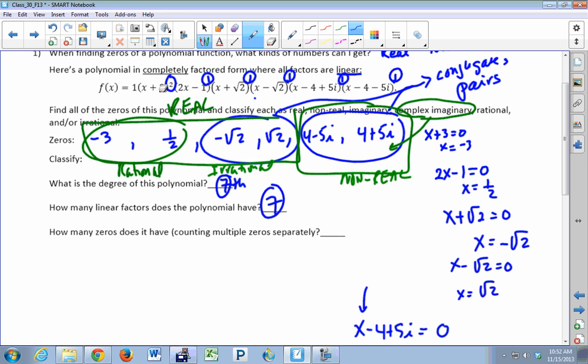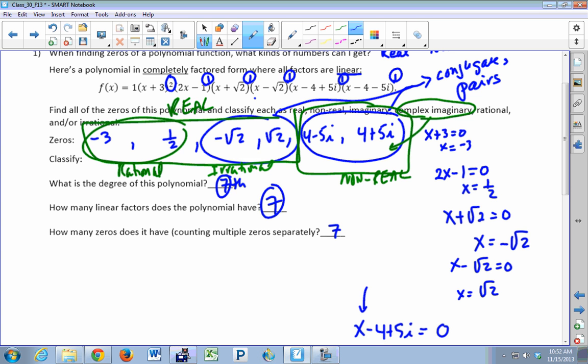So when you look at this, you just write down -3 once when you're just listing the zeros. But you count -3 twice because there's really 2 factors here. It's x plus 3 times x plus 3. So whatever the multiplicity of your zero is, you count it separately that many times. So -3 would occur twice. A half only occurs once. Negative square root of 2 occurs once. So all these other ones only occur once. So you got 1, 2, 3, 4, 5, 6, 7. You've got 7 separate zeros.